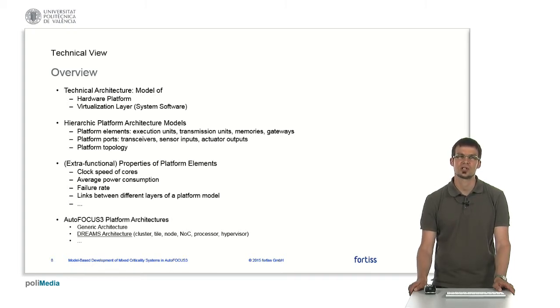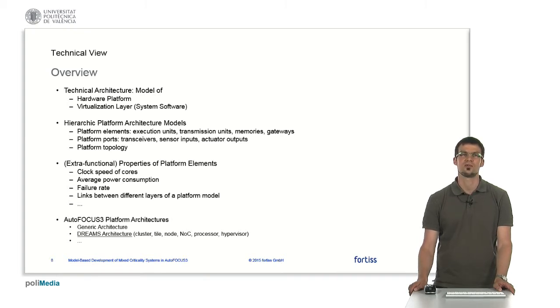The platform architecture model is hierarchic and defines the involved platform elements such as the execution units, the transmission units, memories and gateways between different levels. It also describes the interfaces of these platform elements. In addition to that, it is possible to annotate different extra-functional properties to the platform elements such as the clock speed, of course, power consumption, and so on.